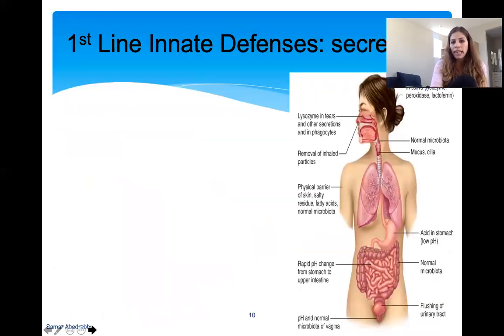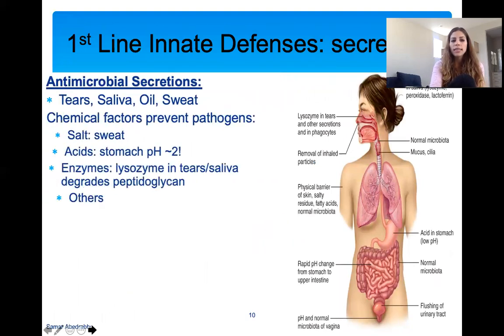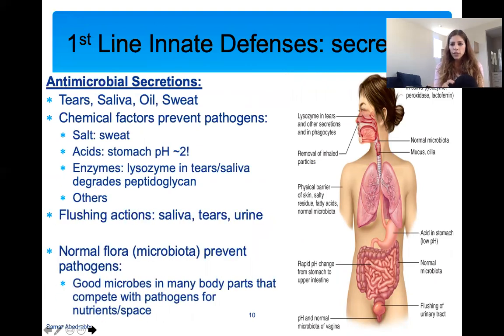Another first line of innate defenses is different secretions that our body makes. These secretions are antimicrobial. They have different antimicrobial properties, enzymes. When we look at secretions like tears, saliva, oils, sweat, they have different chemicals in there that inhibit pathogens from growing. So for example, when we look at tears and saliva, they have the enzyme called lysozyme. Lysozyme degrades peptidoglycan. And remember, we saw peptidoglycan in the cell walls of bacteria.